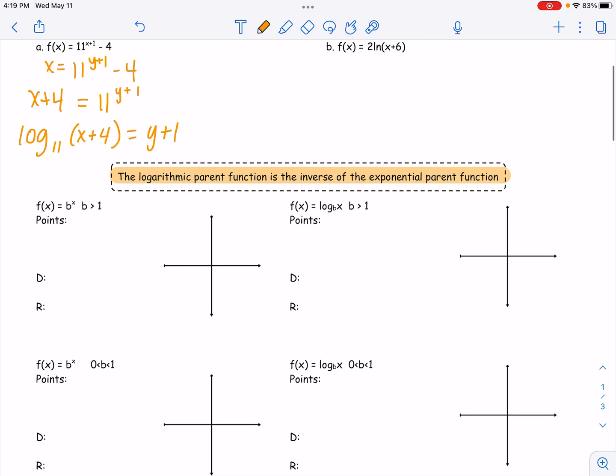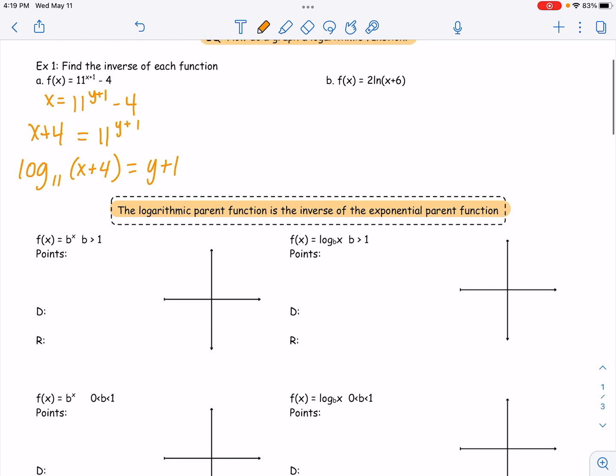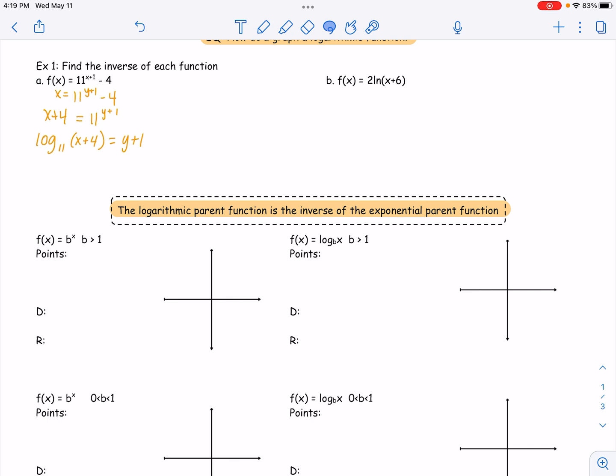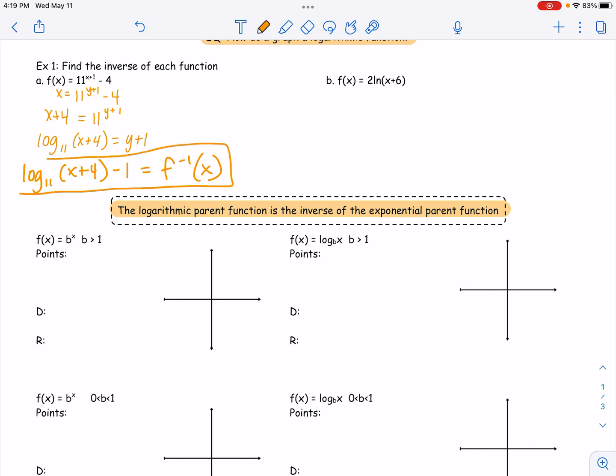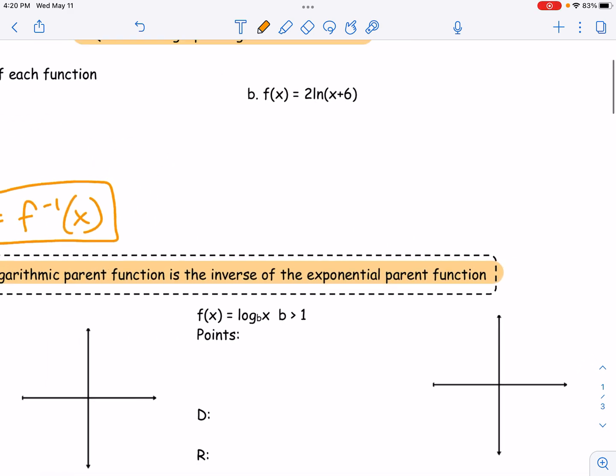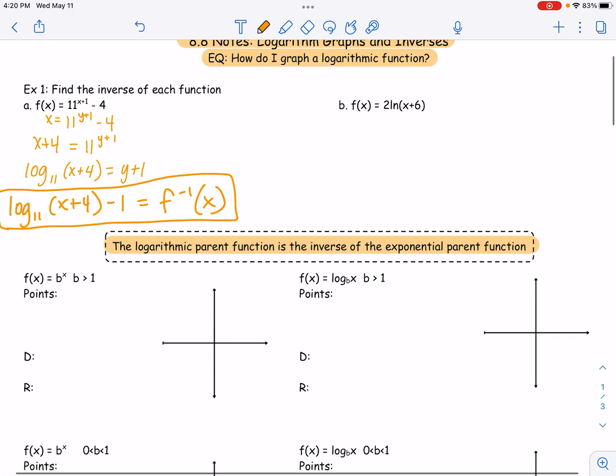Okay, last step to get y by itself is to subtract 1 from both sides. So when I do that, I am going to get log base 11 of x plus 4, minus 1, and that is the inverse of our function. We got y by itself, so that is it. Final answer. Okay, and in a little while, you're going to be able to tell what our transformations are in this log equation.